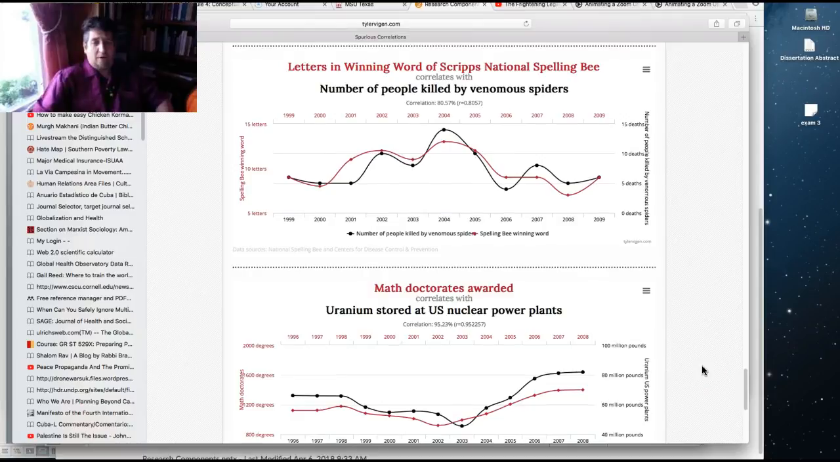The letter in winning words of Scripps National Spelling Bee correlates with the number of people killed by venomous spiders. Now, this is one reason why theory is important to connect to methods. Otherwise, you might be stuck thinking that in some way there is an actual real relationship between these two phenomena.